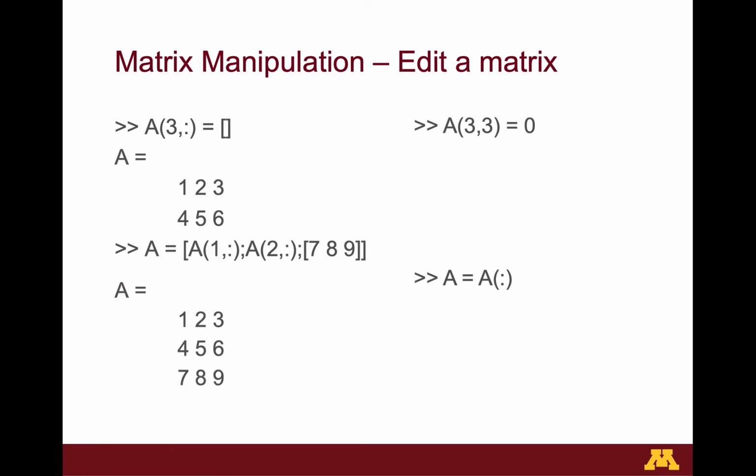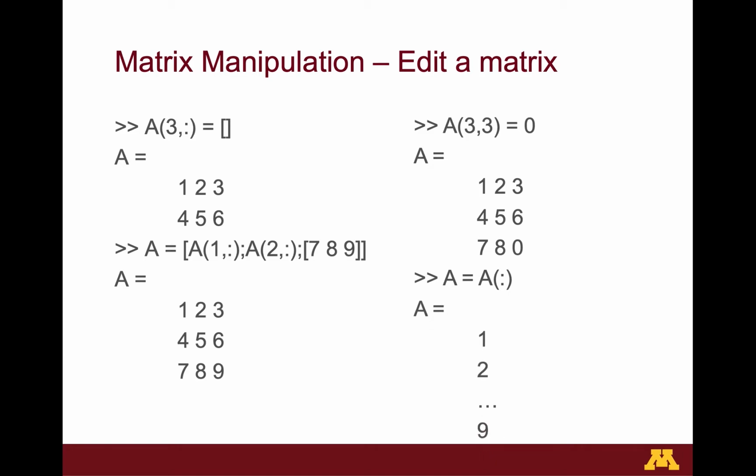And more about matrix manipulation, editing a matrix. So we can make the third row of matrix A to be empty. Just remove it by using A(3,:) = [] . And also, if we do something like the lower left, which is A = [A(1,:); A(2,:); 7, 8, 9], we get the same original matrix A.